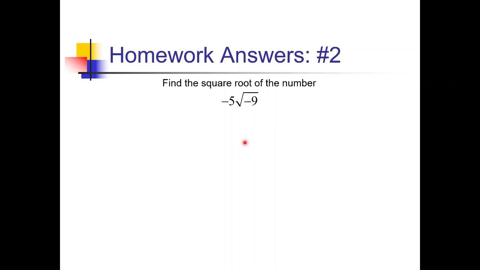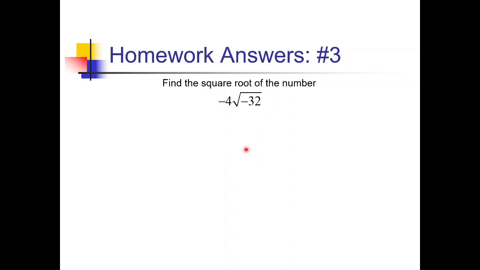On this one, since I have a negative inside my square root, I'm going to take that out as an i. It's going to join the -5 that's already out there, so -5i square root of 9. Square root of 9 is 3. 3 times -5i is going to be -15i, and there's nothing more we can do on this one.